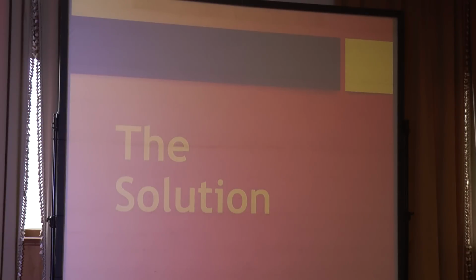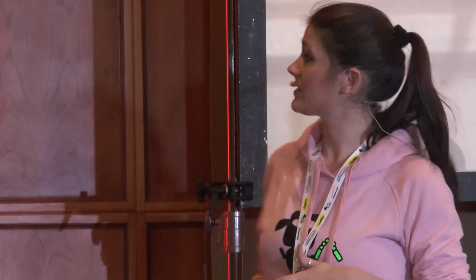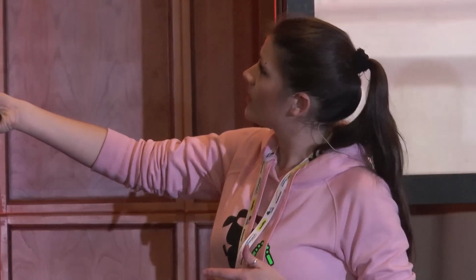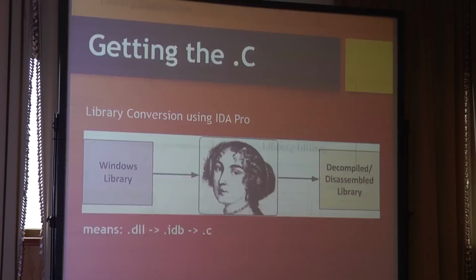All right, now if you get the idea, I'm going to talk about the solution and present you with this beautiful graph, which I produced. I'm very proud of it, actually, especially of the coloring scheme. Anyway, you can see here the different steps which we implemented. You have, in the first place, the library conversion to Windows 7 and 8, or Windows 8 and 10, C files. Then there is a Python tool which parses the text files, puts them into a database, and from the database we would get out the diffings.